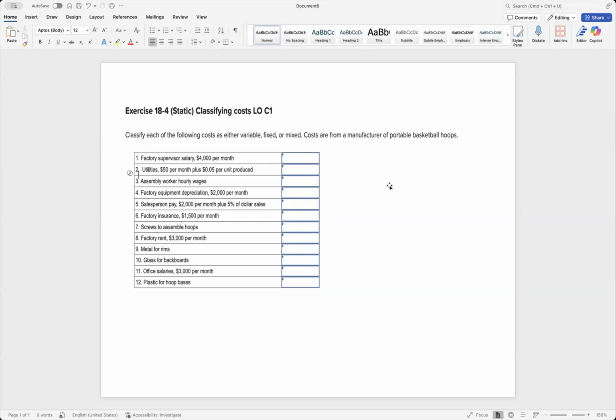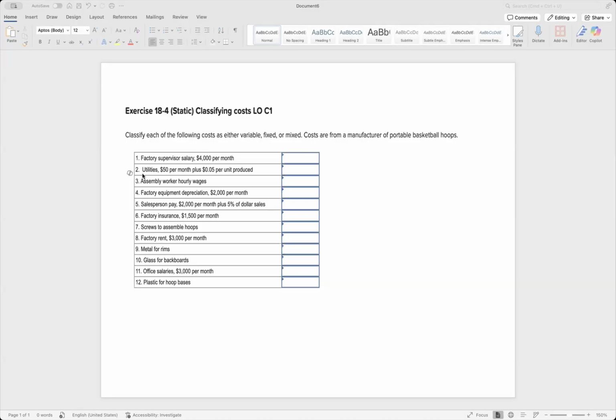So no matter how many basketball hoops are produced, we still have to pay the supervisor. So that's going to be fixed. All right. Number two says utilities, $50 per month plus 0.05 cents per unit produced. So utilities, $50 per month plus 5 cents per unit produced. Sorry, 0.05. Yeah, that's 5 cents per unit produced.